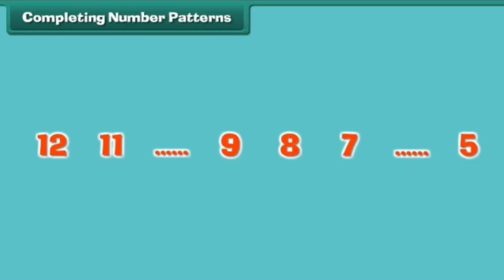Completing number patterns. Look at this number pattern. There are 2 numbers missing in the pattern. We can fill them if we understand how the pattern has been created. It is clear that in this pattern, numbers decrease by 1 at a time. We can find the missing numbers with the help of reverse counting. 12, 11, 10, 9, 8, 7, 6, 5. So, the missing numbers are 10 and 6.